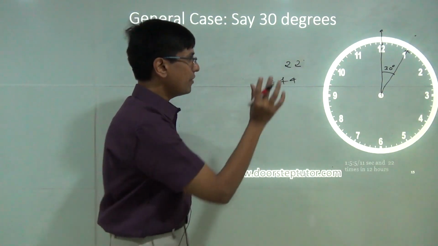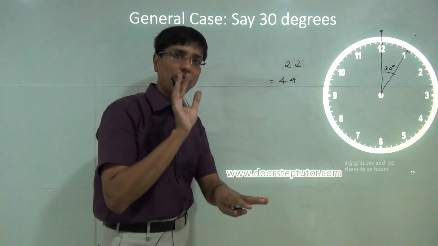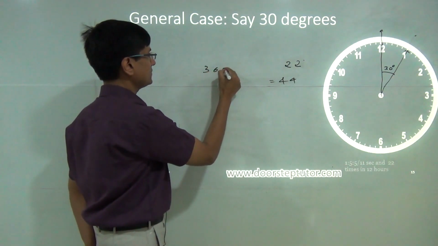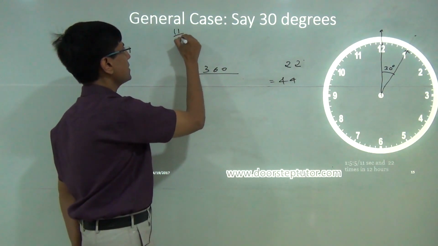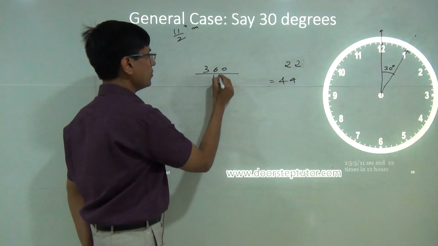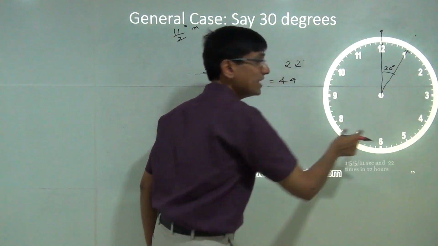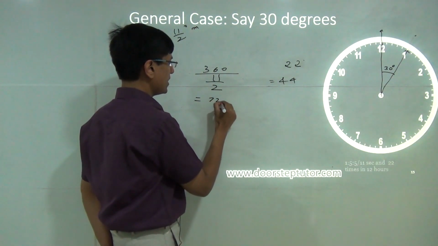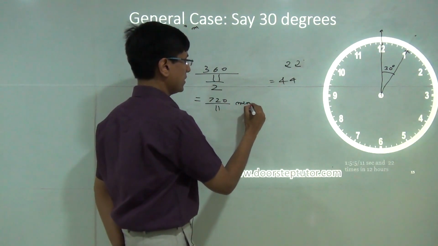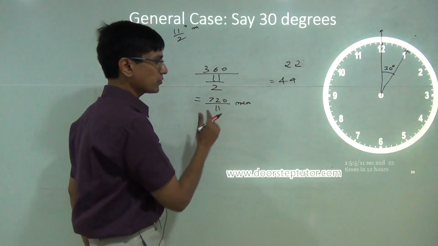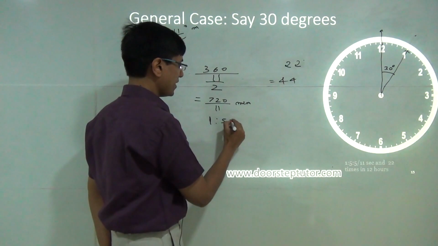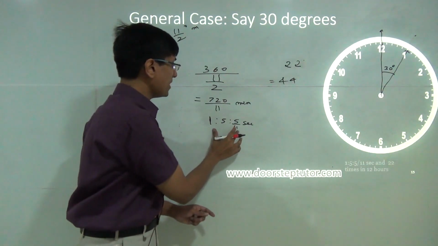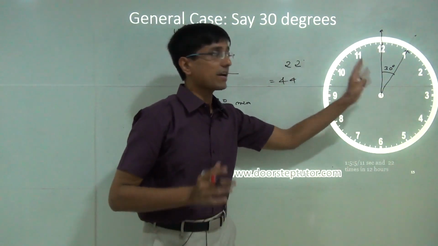It would repeat when the hands have relatively covered 360 degrees. And how long will they take to cover 360 degrees? We know that the relative speed between them is 11 by 2 degrees per minute. So 360 degrees relatively they would cover in 360 divided by 11 by 2, or 720 divided by 11 minutes. If you solve it, this would come out to be 1 hour, 5 minutes and 5 by 11 seconds. So after 1 hour, 5 minutes, 5 by 11 seconds, the same configuration would appear again and then again and then again.